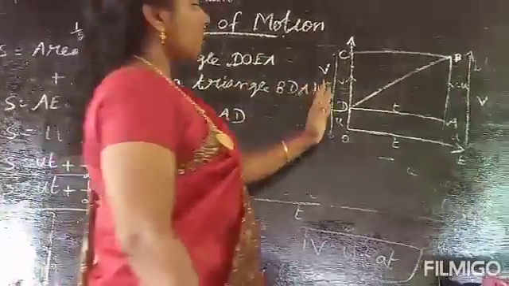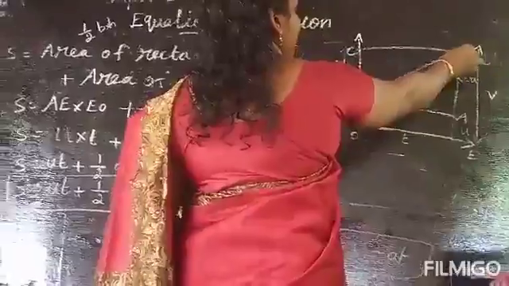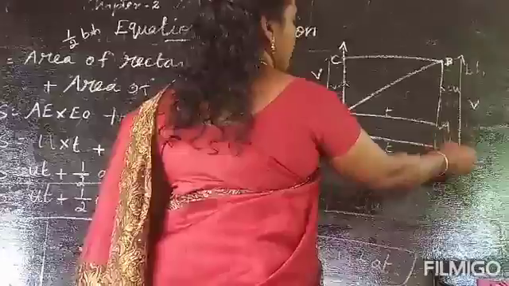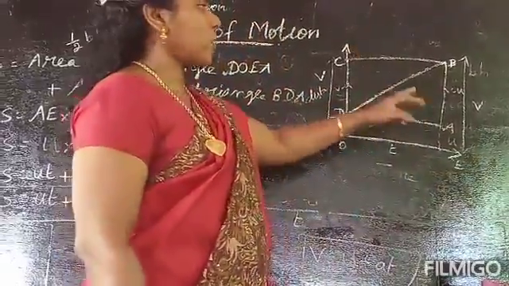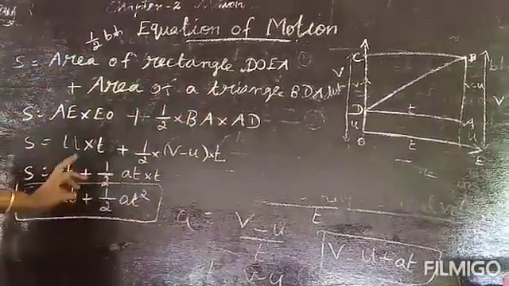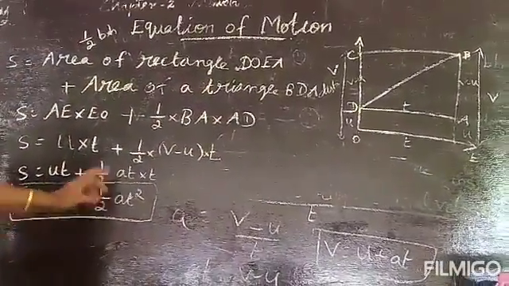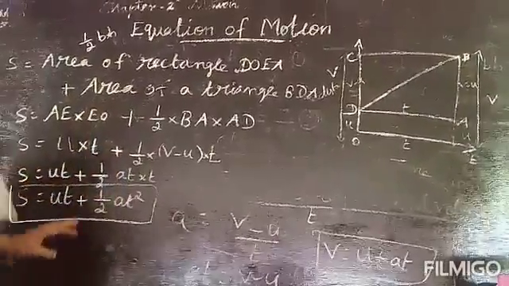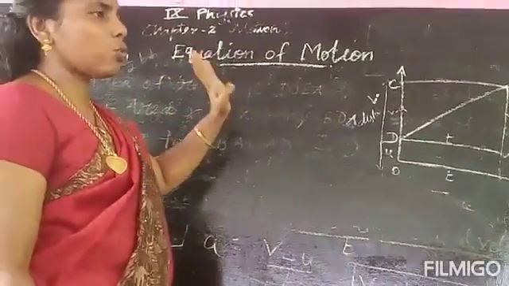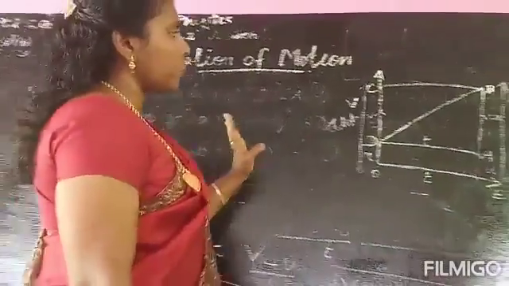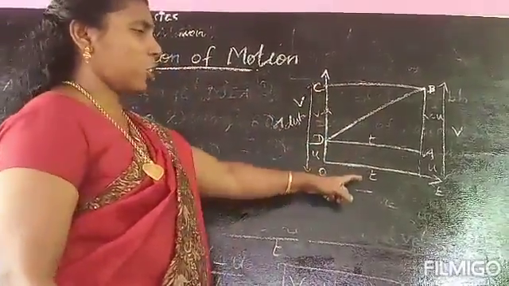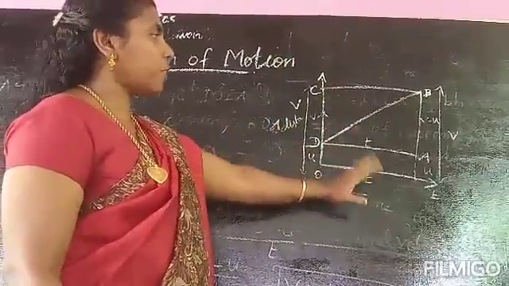So in the second equation, you have to take the area BDO. Here two geometrical shapes are there, triangle and rectangle. By using this, we have to derive the second equation, S equal to UT plus half AT square. Now we can derive the third equation, V square equal to U square plus 2AS. That third equation we are going to derive, for that also, the distance covered by an object with the time.